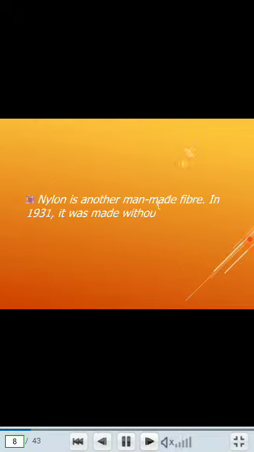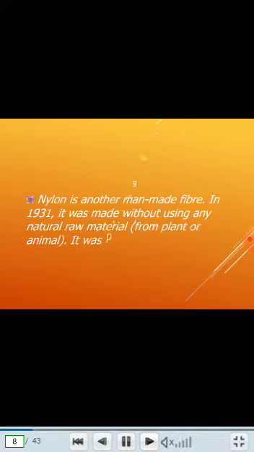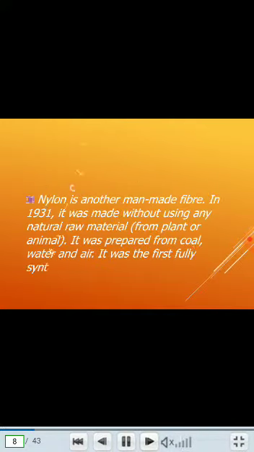Okay, now we will discuss nylon. Nylon is another man-made fiber, made in 1931, and we also use it in our daily life. It was made without using any natural raw material from plant or animal. It was totally prepared from coal, water and air. Students, you all have to note that nylon was made without using any natural raw material, and it was the first fully synthetic fiber. So which was the first fully synthetic fiber? That is nylon.